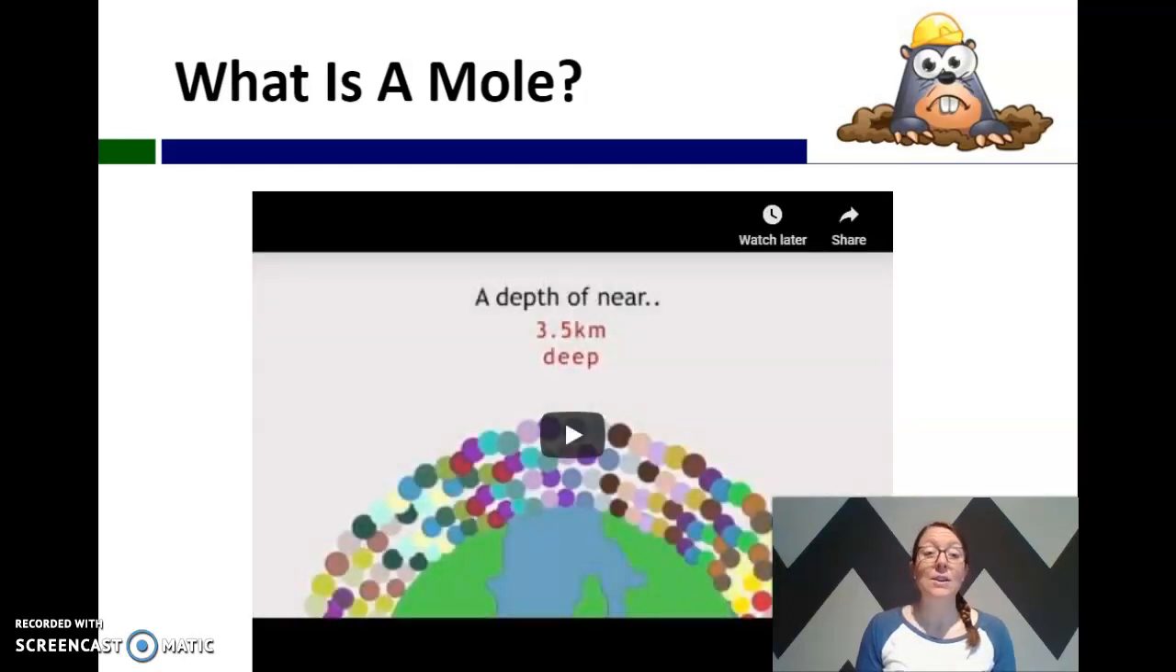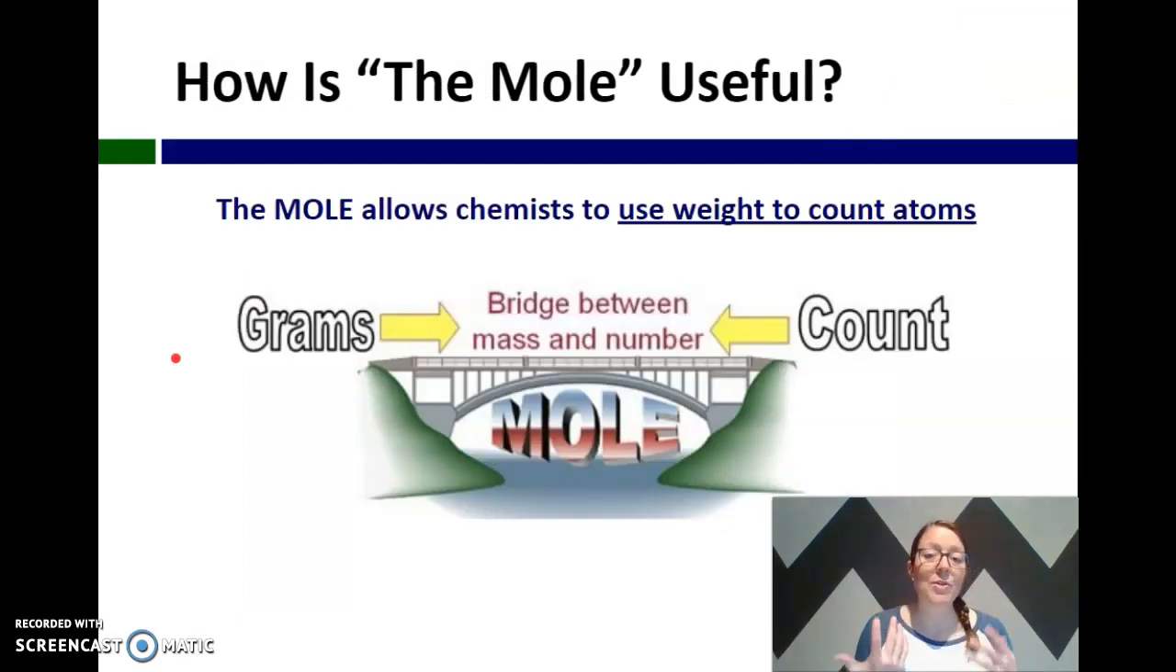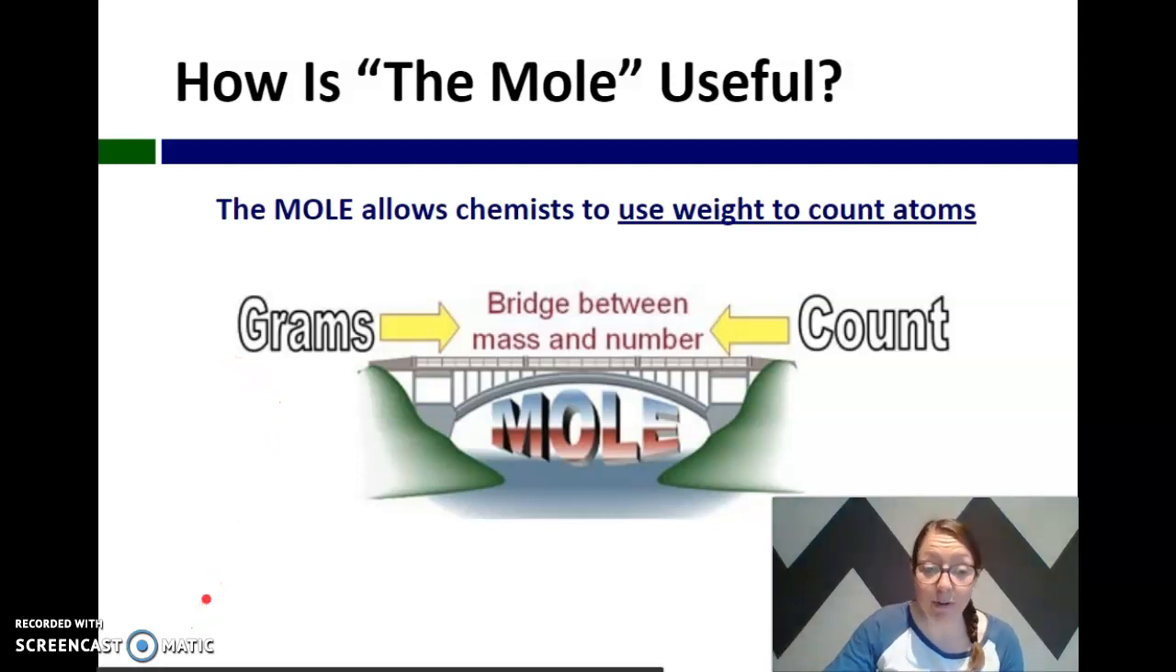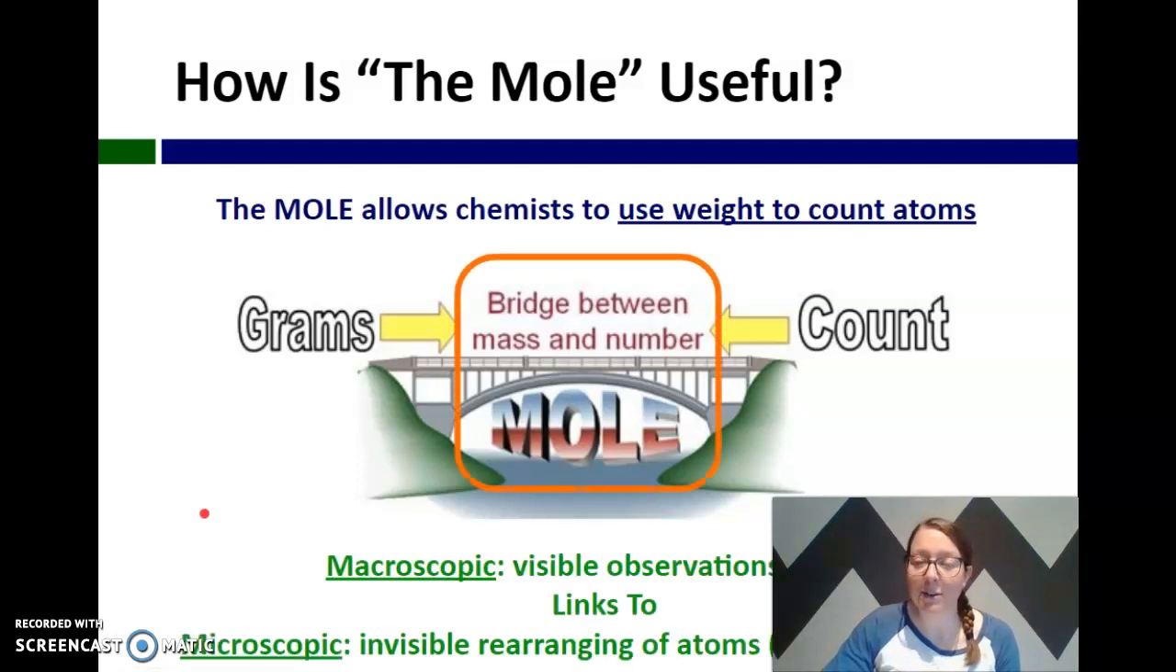So that's why we use the concept of a mole. It's a big, big number, and we can make it much more tangible if we use the concept of that, just like a dozen eggs. So what the mole allows us to do in chemistry is to take something macroscopic, such as grams of a substance in a beaker, and we're able to use the conversion factors of a mole to know how many atoms of that substance are in that beaker, which is pretty cool if you ask me. So it's just a bridge between the macroscopic world and the microscopic world.